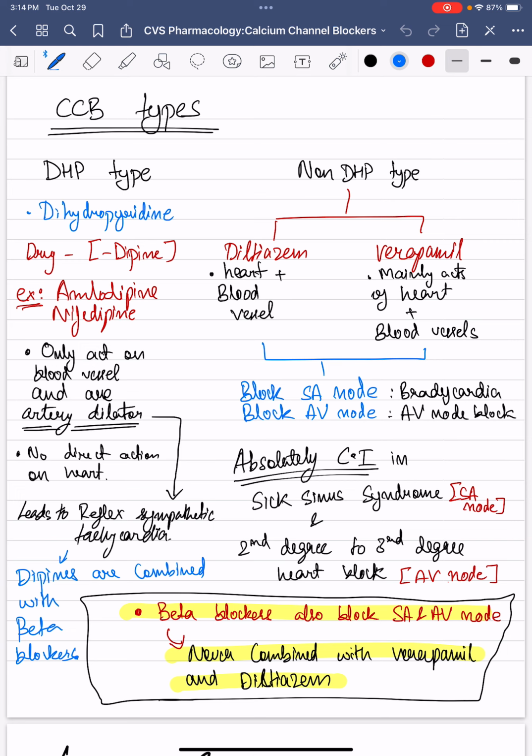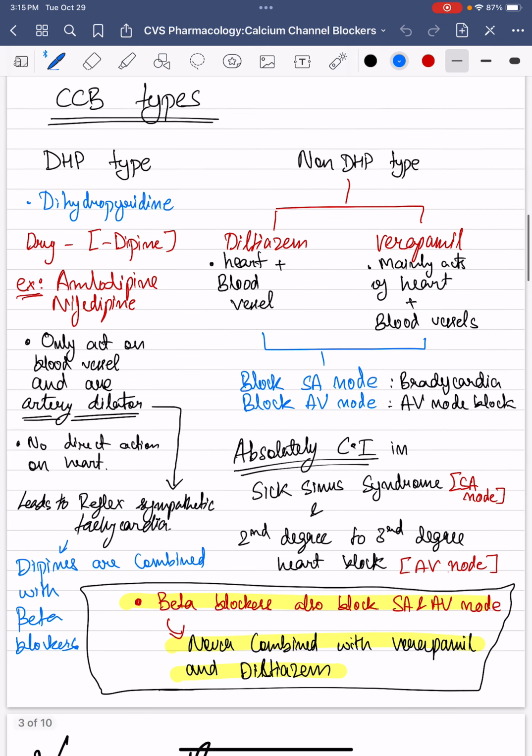Now there are non-DHP type calcium channel blockers like diltiazem and verapamil. Diltiazem directly acts on the heart and also acts on the blood vessels. Verapamil acts mainly on the heart, but it also acts peripherally on the blood vessels. Both of these drugs block the SA node, so they'll cause bradycardia, and they block the AV node, so they can cause AV node block.